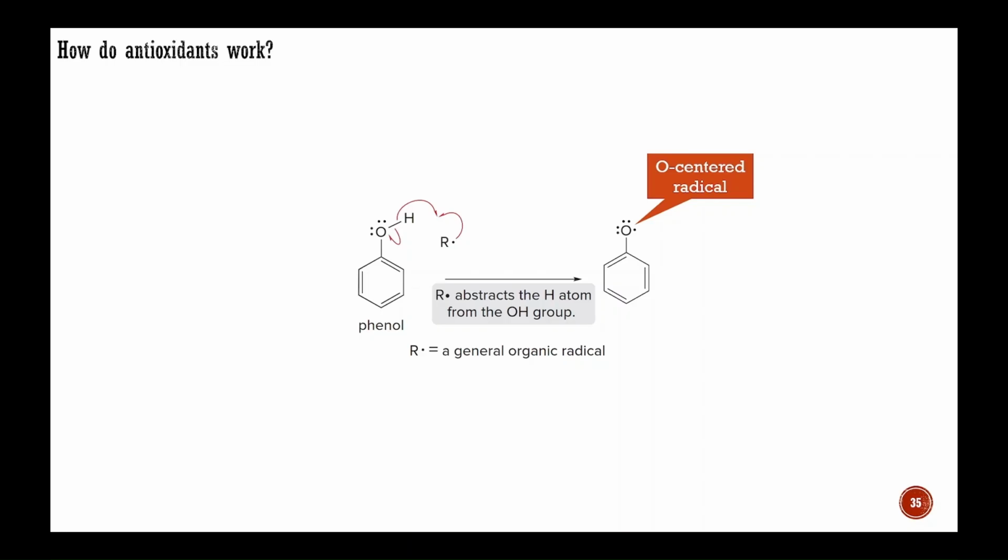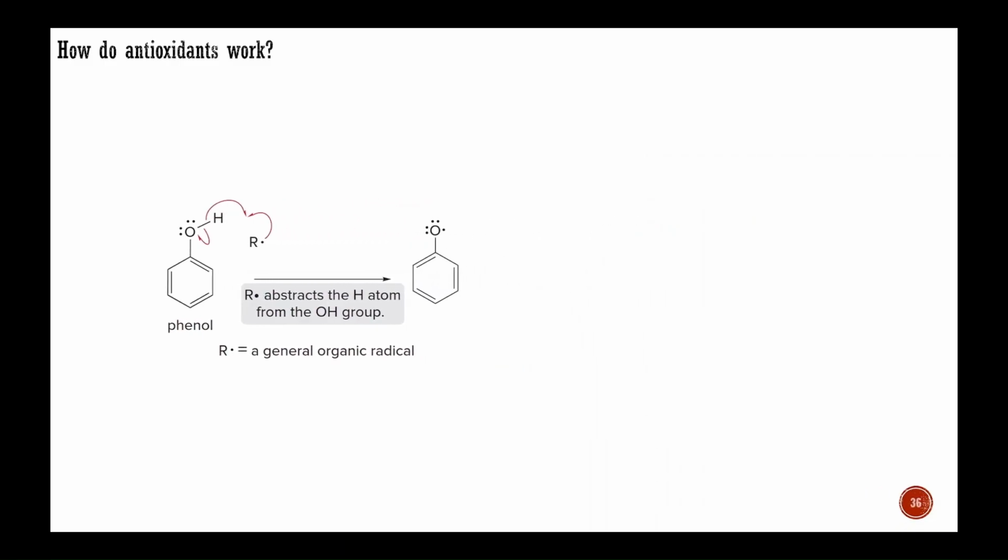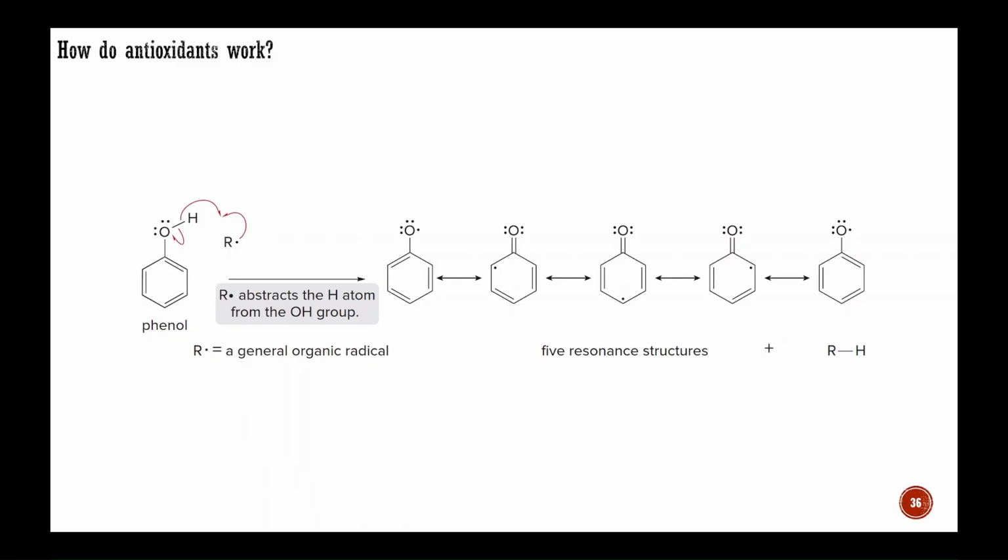Radicals abstract a hydrogen atom from the hydroxyl group of the antioxidant, generating an oxygen-centered radical. Systems like this are quite stable because the unpaired electron can be delocalized over many atoms via resonance, as illustrated on the right. Because of this enhanced stability, the newly formed radical does not participate in chain propagation reactions, but instead terminates the chain and stops the oxidation process. All phenols, including vitamin E and BHD, inhibit oxidation through this radical process.